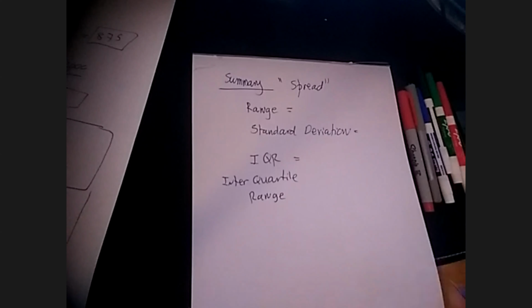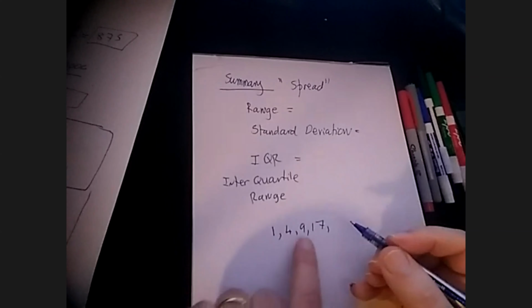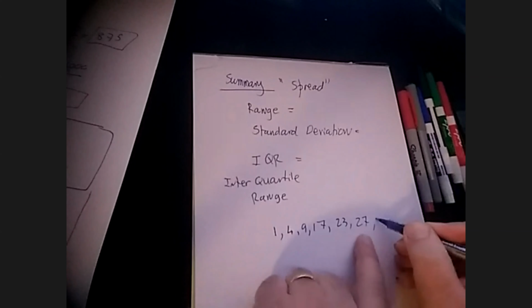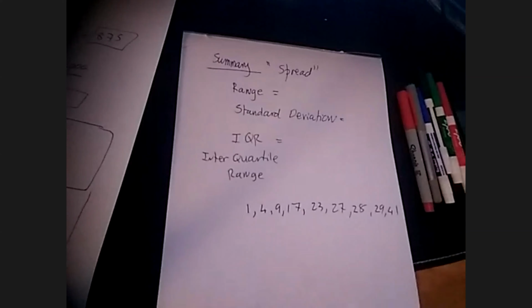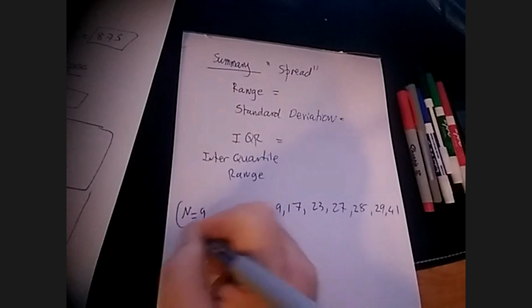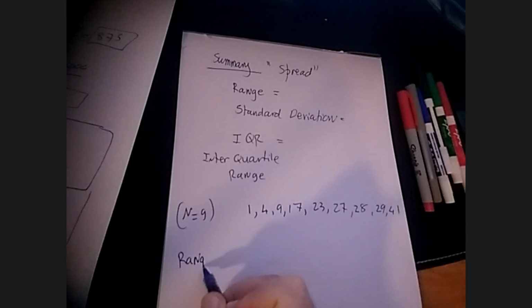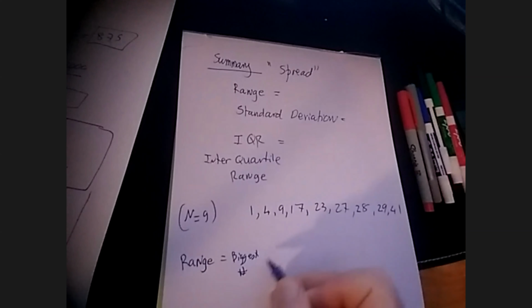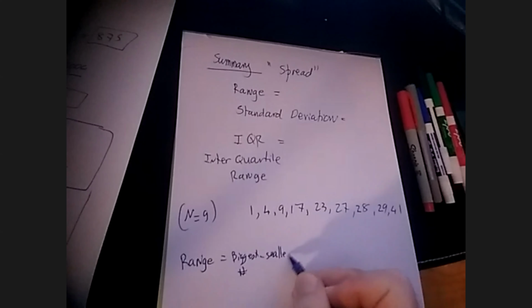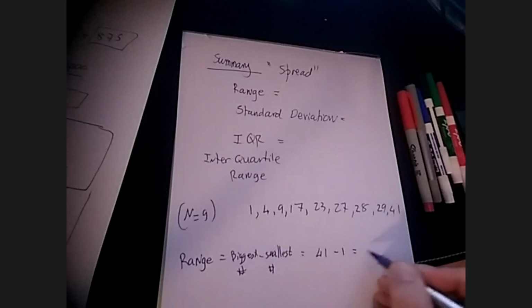So let's give you an idea of some data and show you what it is. So 1, 4, 9, 17, 41... Okay, so here are 9 numbers in my data set. And I'm going to show you how to get the range, and then how to get the interquartile range. The range is easy. It's the biggest number take away the smallest. Well, in this case, the biggest is 41, the smallest is 1, the range is 40.